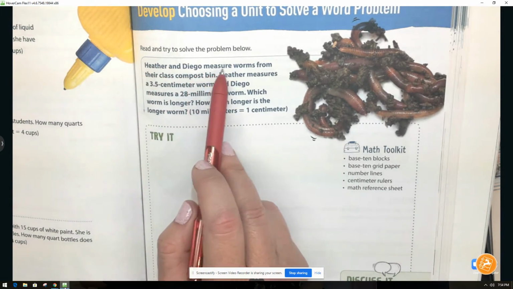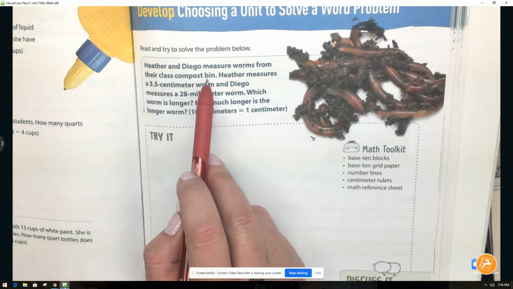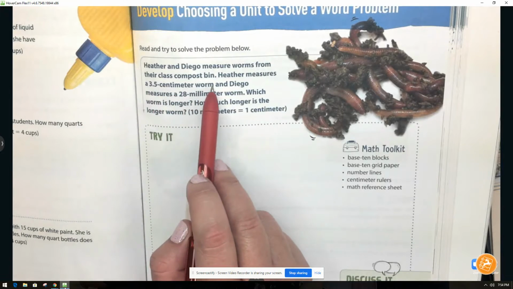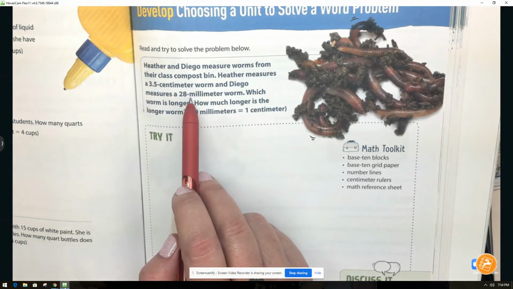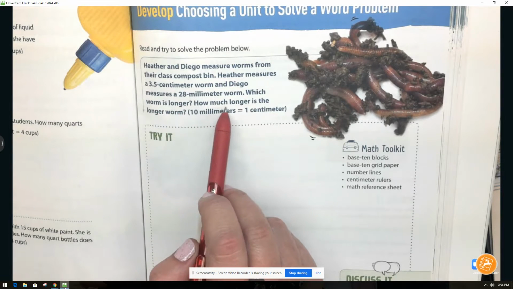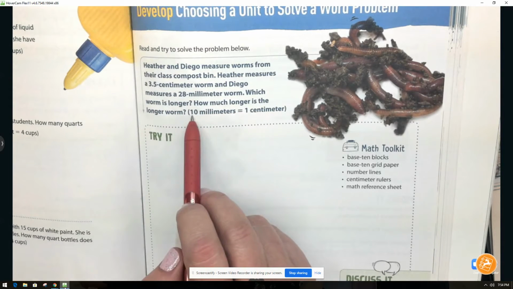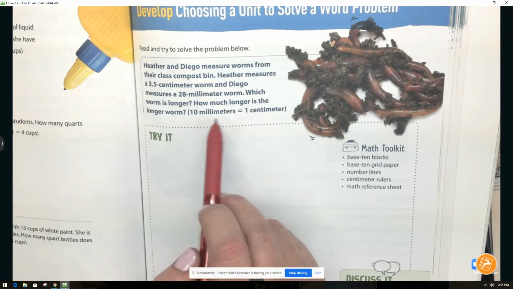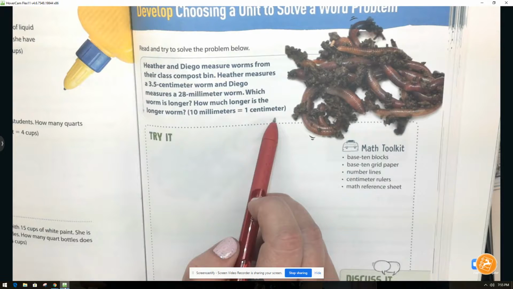All right, it says this. Heather and Diego measure worms from their class compost bin. Heather measures a 3.5 centimeter worm, and Diego measures a 28 millimeter worm. Which worm is longer? How much longer is the longer worm? And we need to remember that 10 millimeters is equal to 1 centimeter.